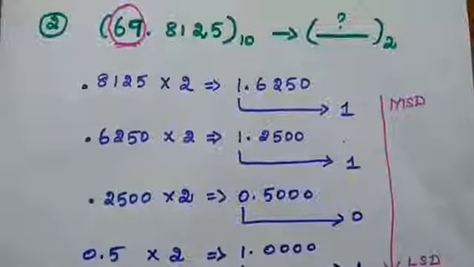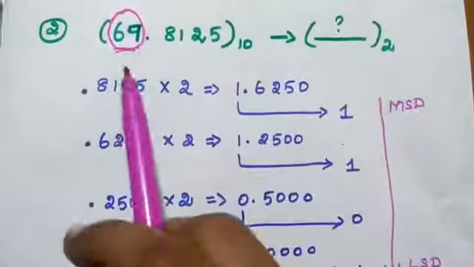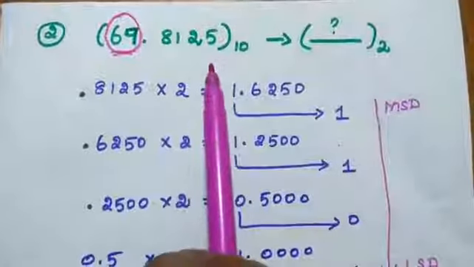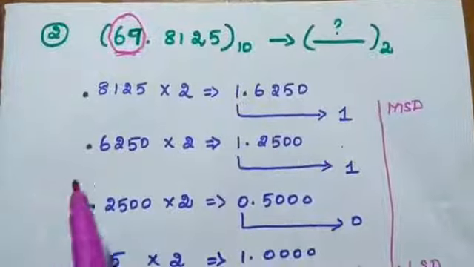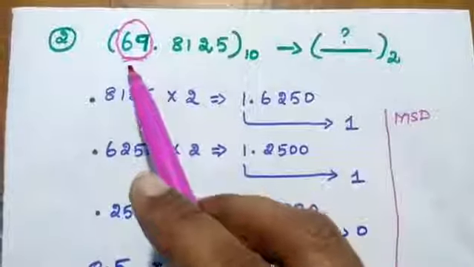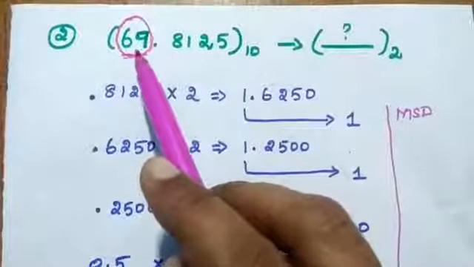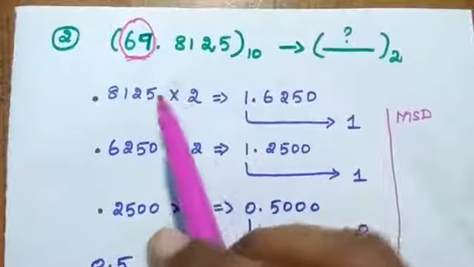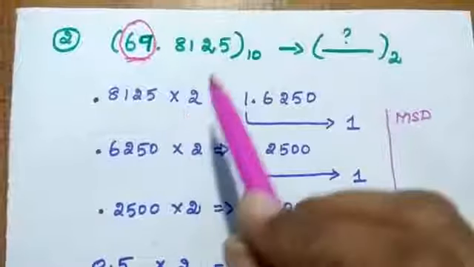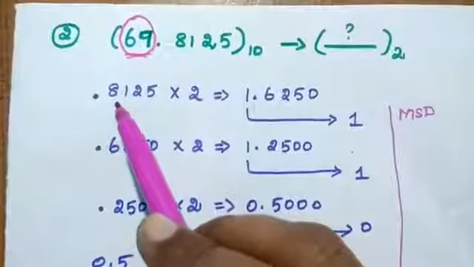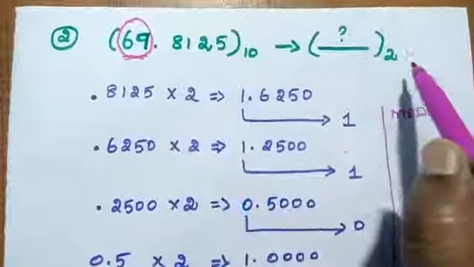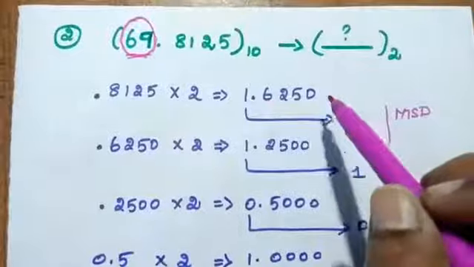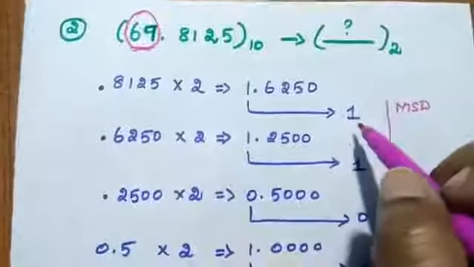In the previous problem, they gave only the integer value, but in this problem they have given the fractional part also. We are going to convert this decimal system into the binary number system. In case of integer, we divide the integer value by the base. Correct? But in case of fractional part, we are going to multiply. So we take this fractional part as such, 0.8125, into 2, since the base is 2. We get 1.6250. So we are going to take this integer.